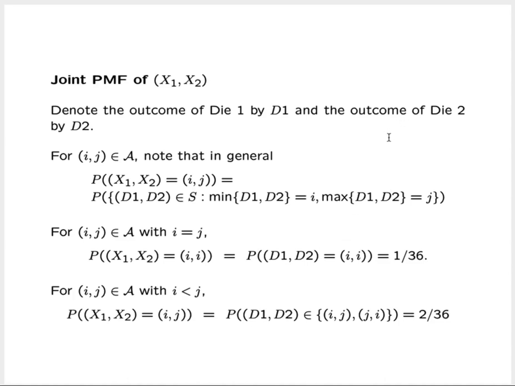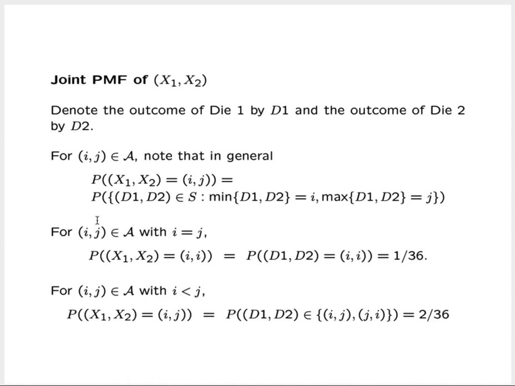In order to be able to fit everything on the page here, let's denote the outcome of die 1 by D1 and the outcome of die 2 by D2. And so for elementary events in the sample space of the bivariate random variable, for elementary events in script A, note that in general, the probability associated with such an event is going to be given by the probability of the events from the original sample space that get mapped into this event of interest. All right? Now, there are two situations that we need to consider.